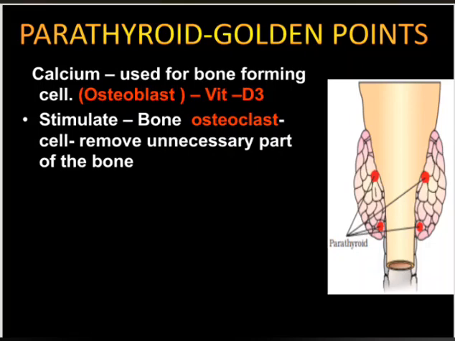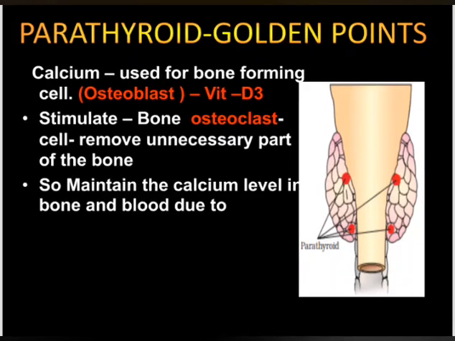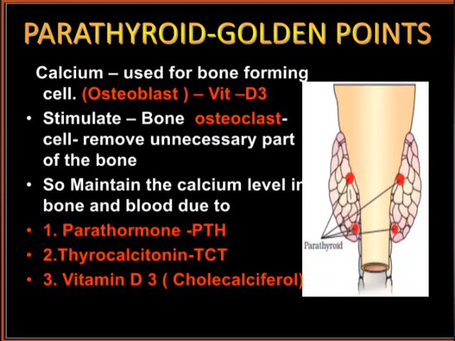That unnecessary part of the bone containing calcium reaches the blood. In such a way, it increases the blood calcium level by the osteoclast cell and reduces the calcium level in the blood by the osteoblast cell. So both functions are performed simultaneously, so that it maintains the calcium level in the bone as well as in the blood. So the maintenance of calcium level in the bone and blood is due to three factors. Number 1, parathormone, commonly called PTH. Number 2, thyrocalcitonin, TCT. And number 3, vitamin D3, cholecalciferol.